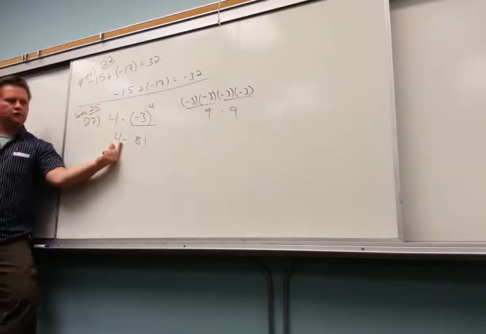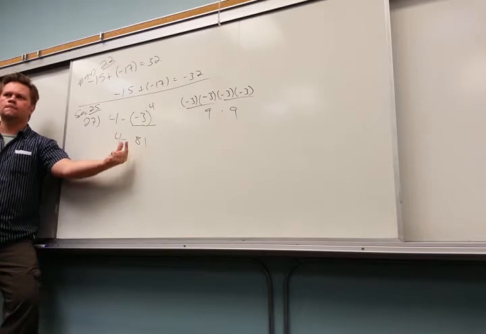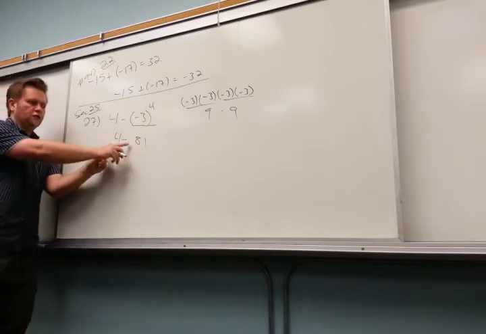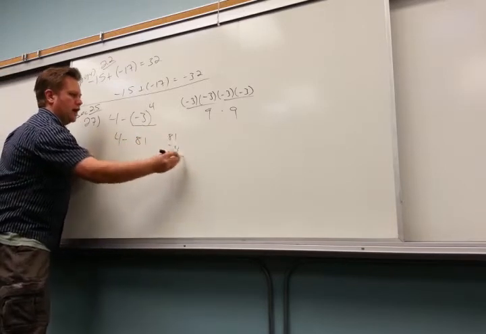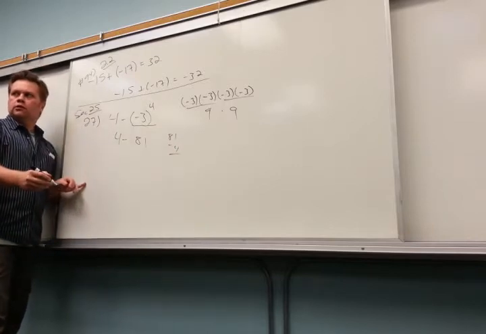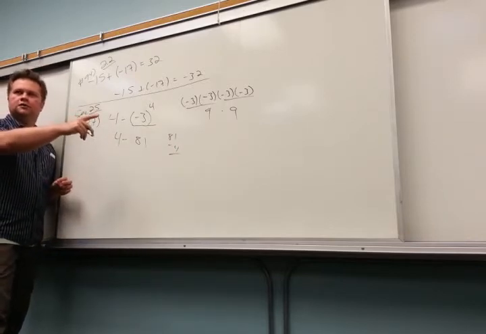Now, how do I do 4 minus 81? 81 minus 4. I love it. They're different signs. You subtract. What's 81 minus 4?